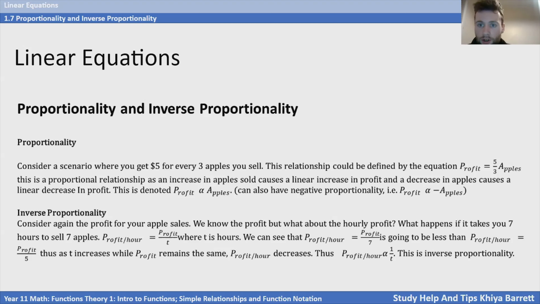Okay, we have talked about proportionality, but what about inverse proportionality? What is that? Well, I want to go back to the Apple store. You are selling apples. You know how much money you're making. You sell 3 apples, you make $5. You have got that sorted out.